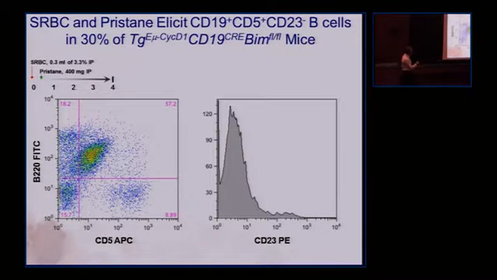But in this case, when we gave both of these, we saw in about 1/3 of our mice these large proliferations of B cells that are now positive for CD5, like seen in human mantle cell lymphoma, as well as that do not express CD23 for the most part, which is also commonly seen in mantle cell lymphoma.